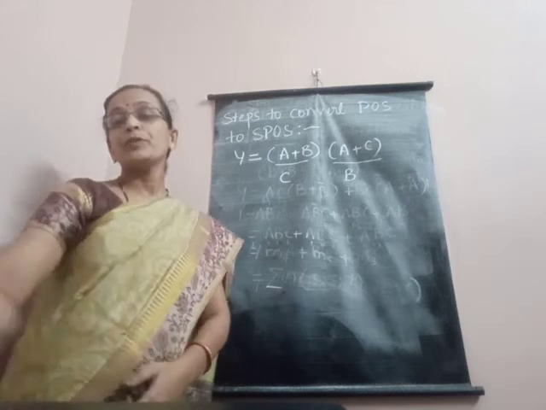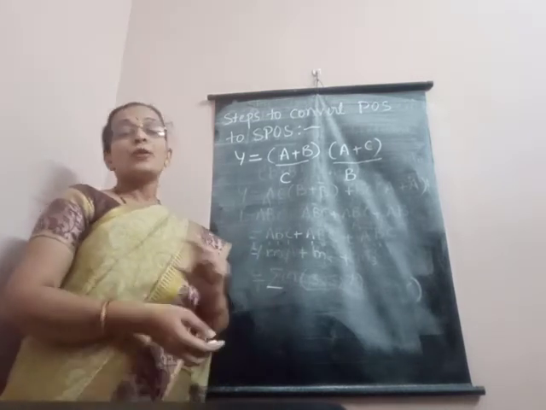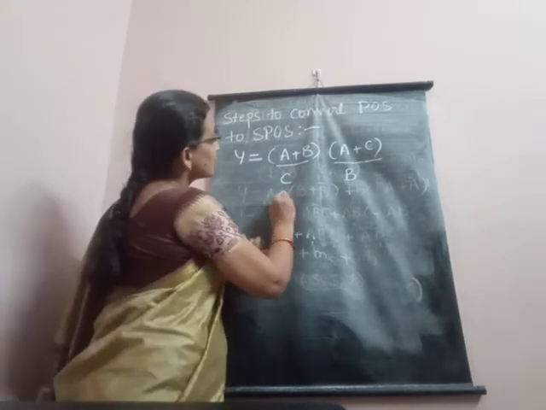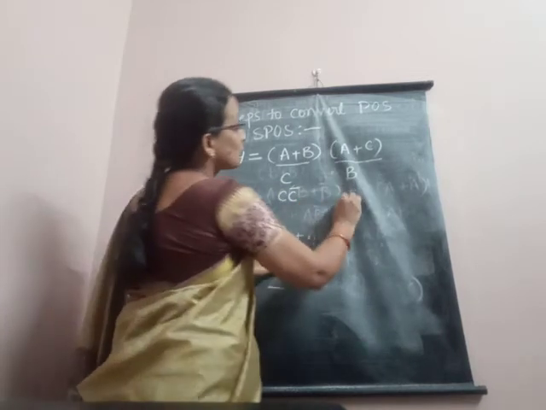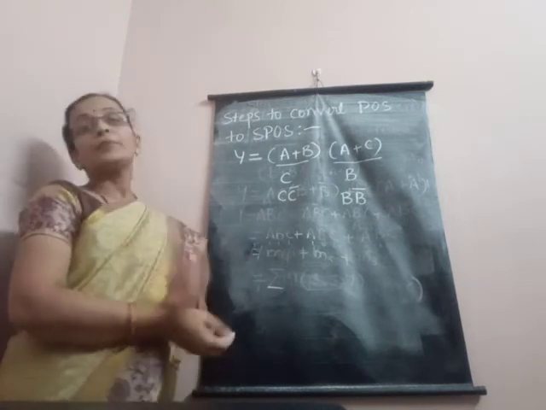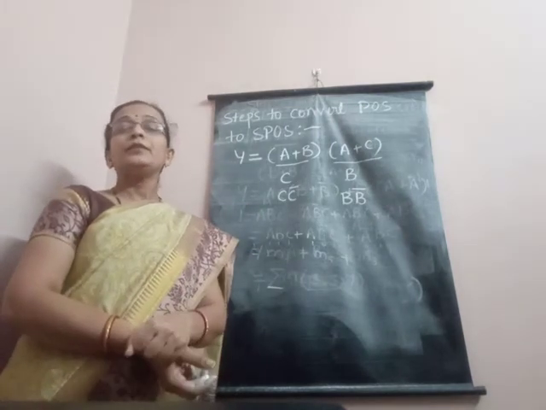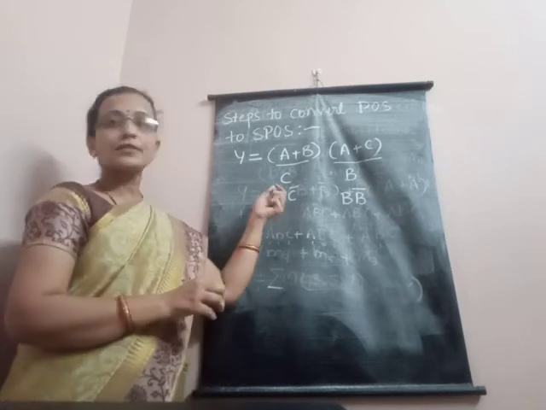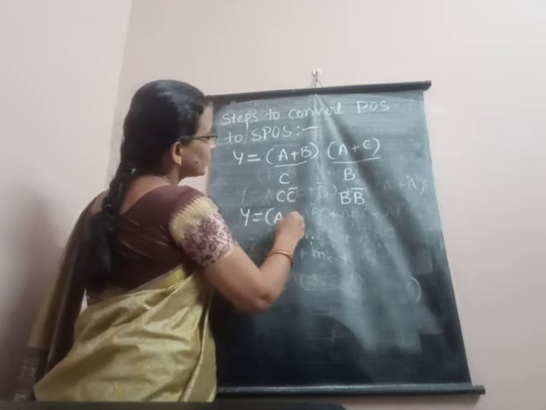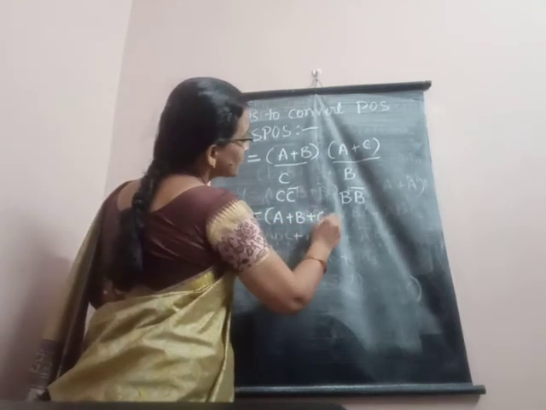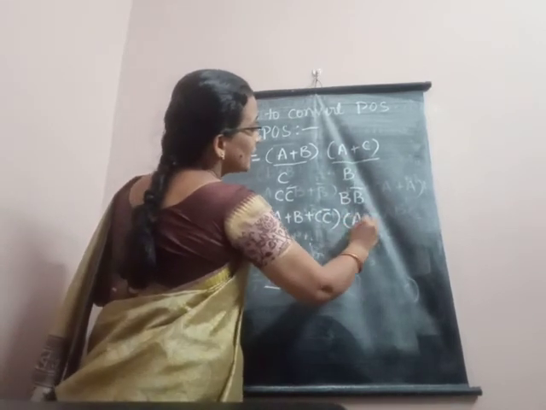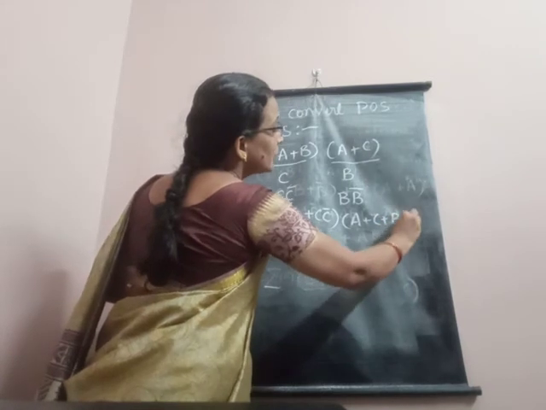Second step is to form the term by ANDing the missing variable and its complement. That means we have to AND this with its complement, that is c c bar and b b bar. Okay, now second step is over. Now the third step is OR the terms obtained in step 2 with the original term. That is y is equal to a plus b is our original term, or the missing one with this, that is c c bar with the given expression a plus c plus b b bar.